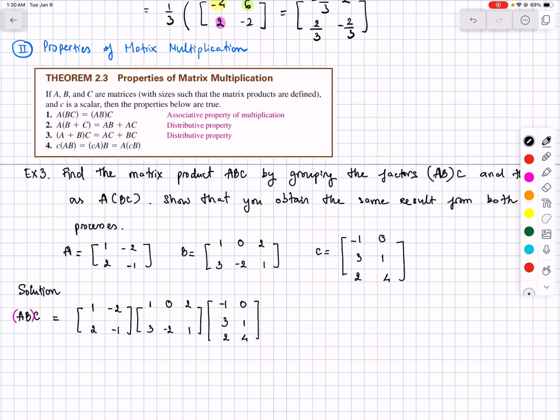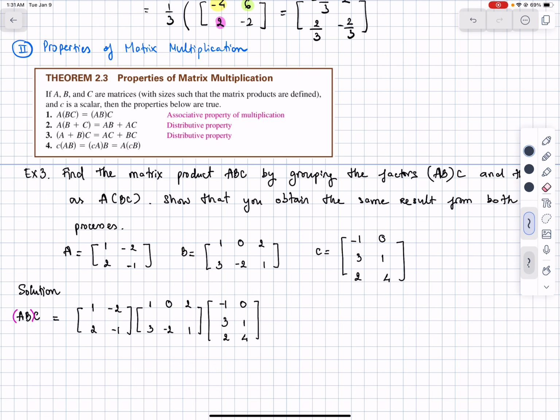The first one is the associative property. The second one and the third one are both distributive properties. And the last one: if you have c multiplied by the matrix product A times B, you can multiply c and A first and then times B, or c times B first and then times A.